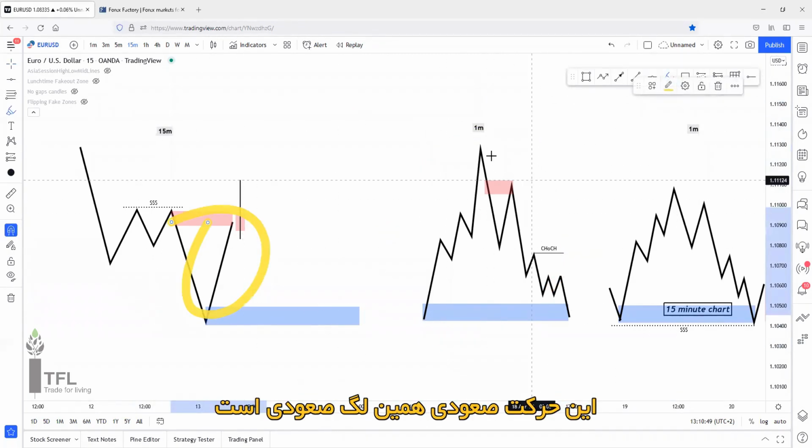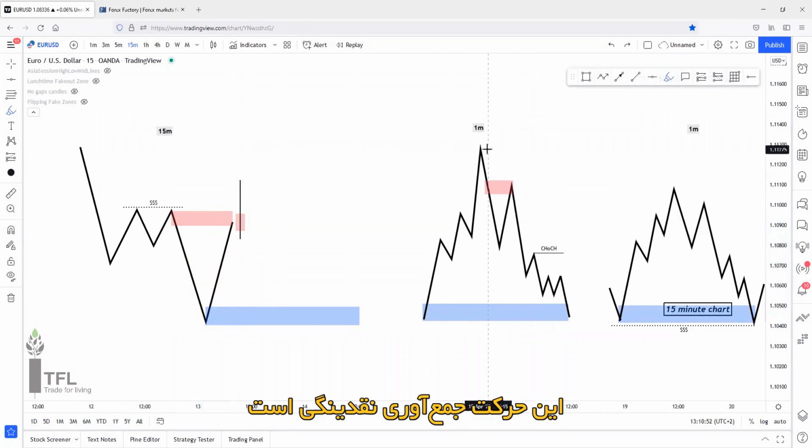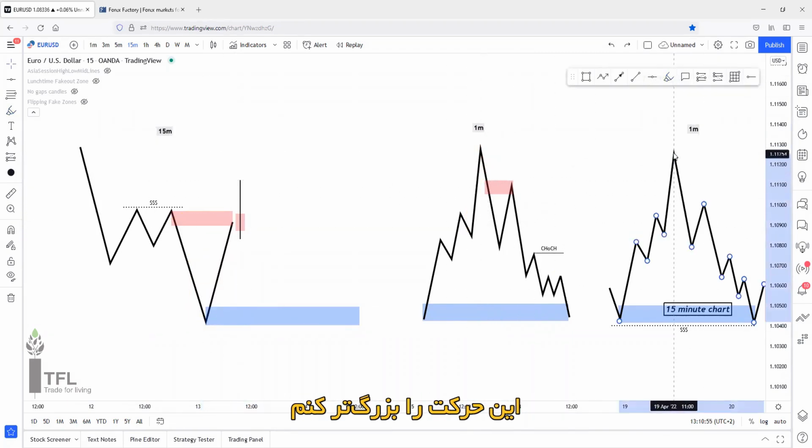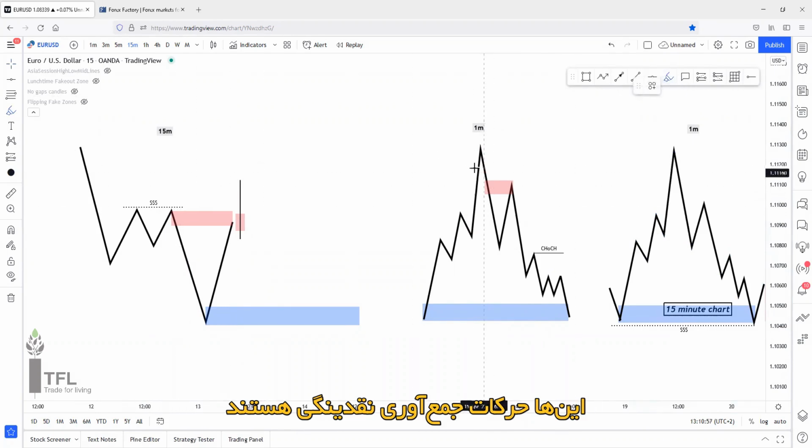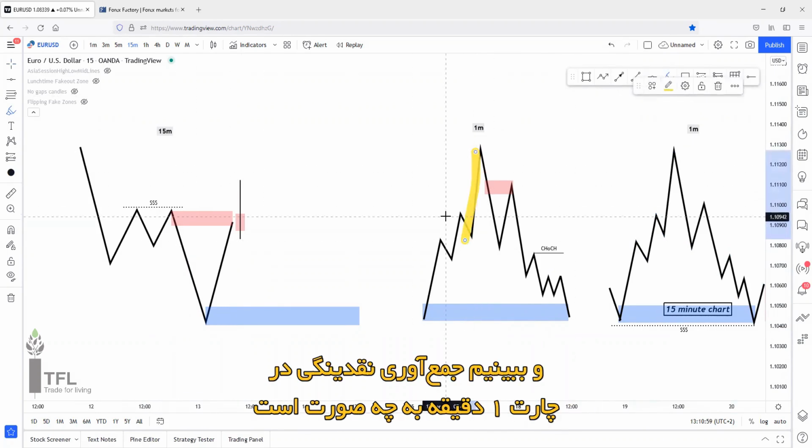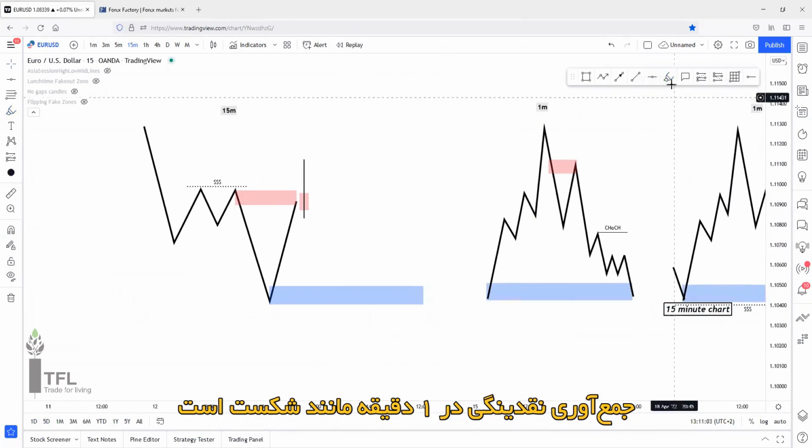So this upside movement is this upside leg. This is a liquidity sweeping movement. Let me just make it bigger right here. So these are the liquidity sweeping movements. And what can we actually tell about the liquidity sweeping movements on the 1 minute chart? That the liquidity sweeping movement on the 1 minute chart looks like a break, right?